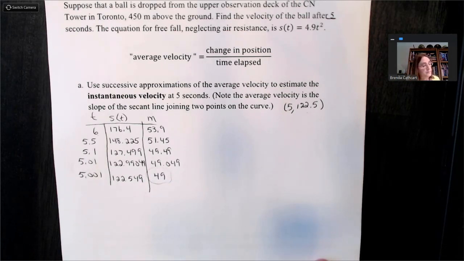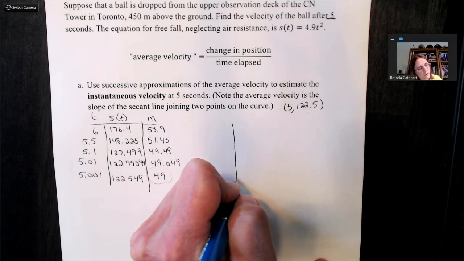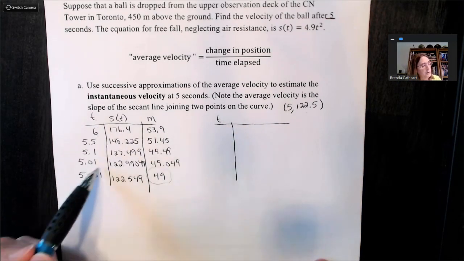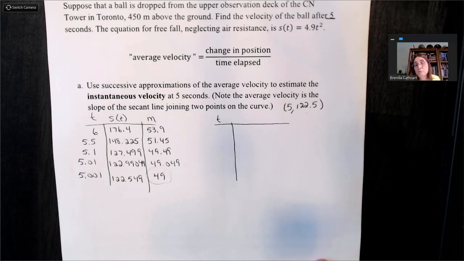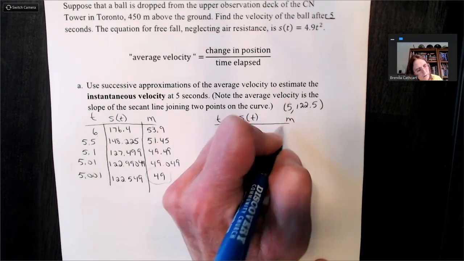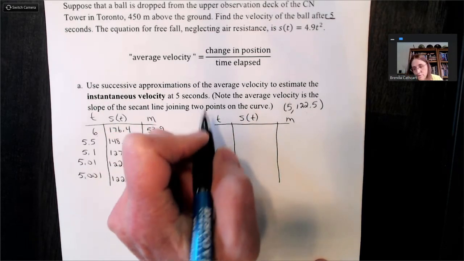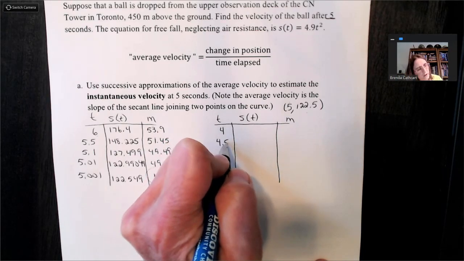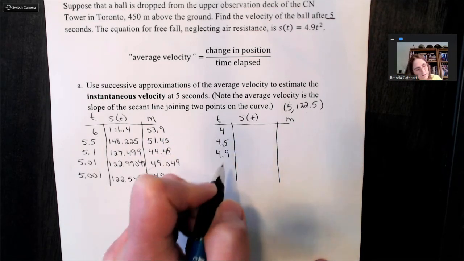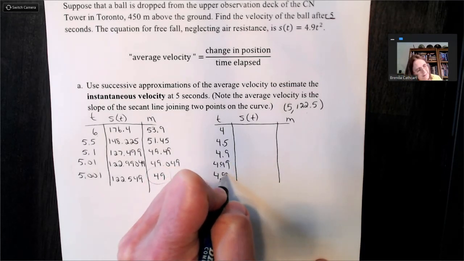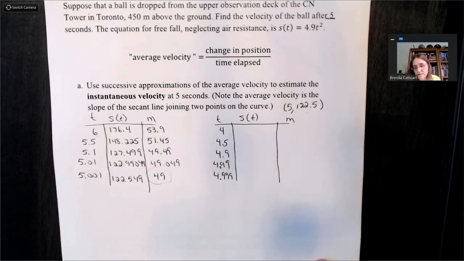feet per second. We can do this from the other side, taking times not greater than 5, but times smaller than 5, and working up to 5 and calculating those slopes as well. So starting at a time of 4, and then 4.5, 4.9 seconds, 4.99 seconds, and finally 4.999 seconds.